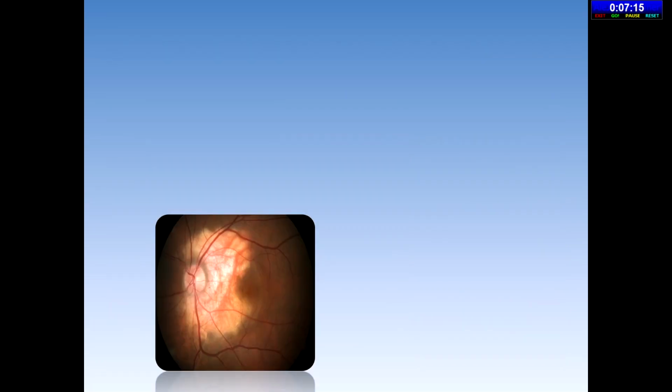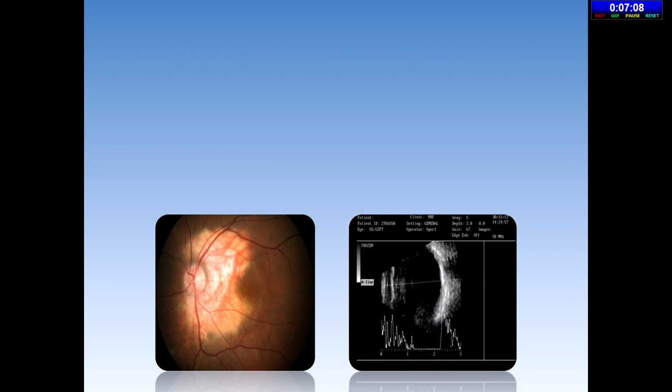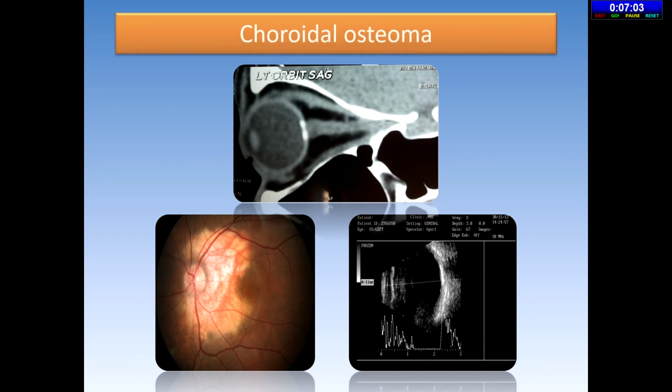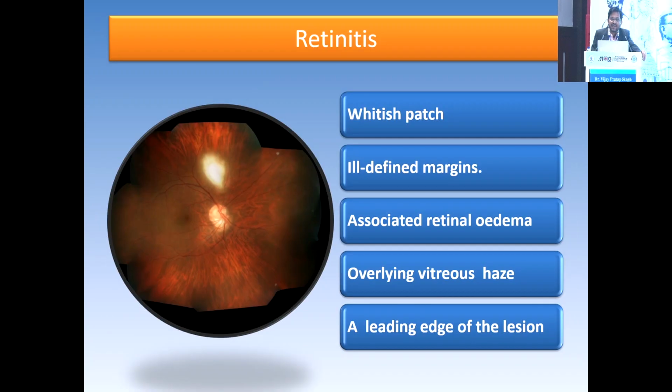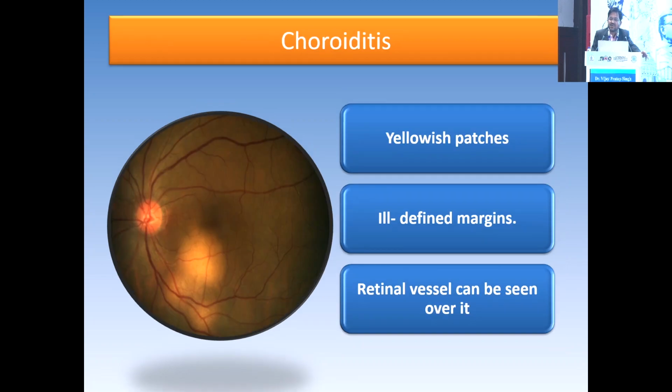Then again, this is a 32-year-old lady who was treated elsewhere with steroids for serpiginous choroiditis, but the patient was not responding. We investigated and found that this was a case of choroidal osteoma. So in such scenarios, it is really very difficult to assess whether this is a choroiditic lesion or a non-choroiditic lesion. And the real problem occurs in deciding whether this is a choroiditic lesion or a retinitis lesion. I think Dr. Mudit has very well illustrated the difference between retinitis and choroiditis in the previous session.